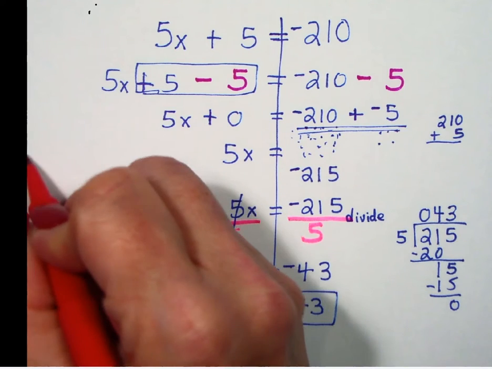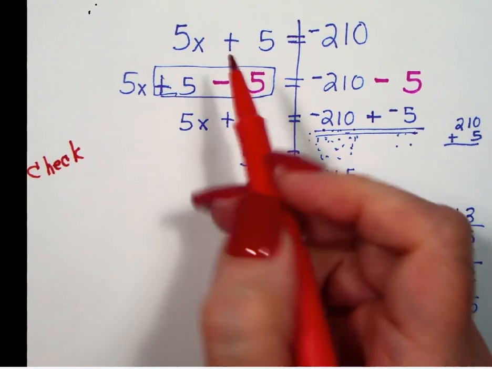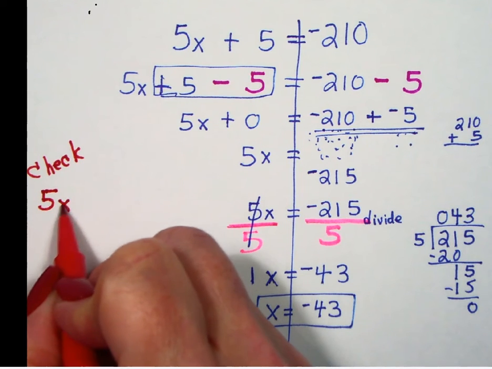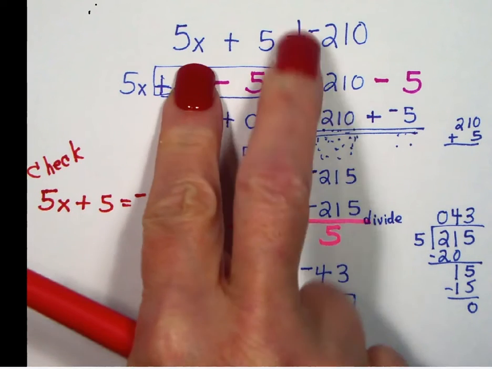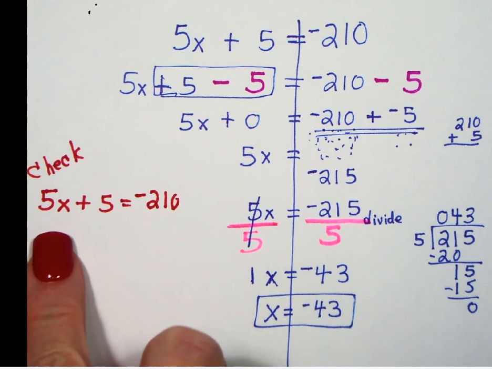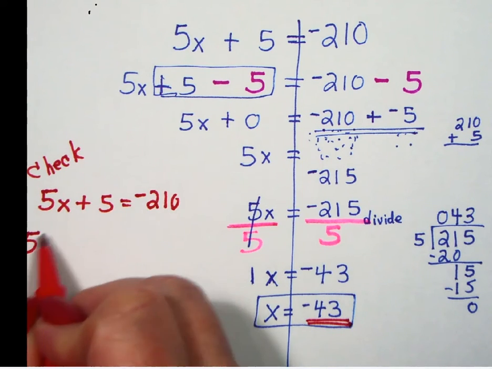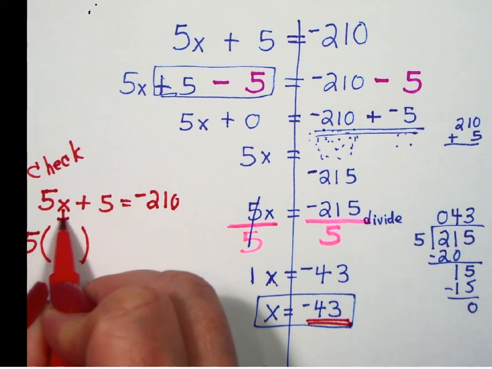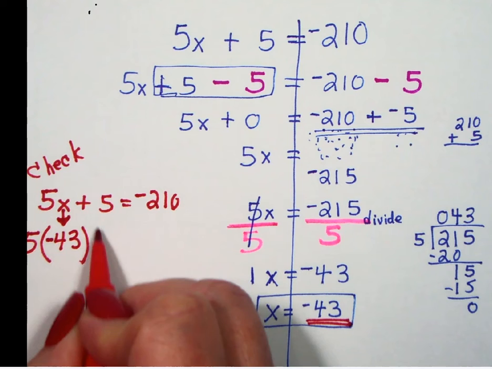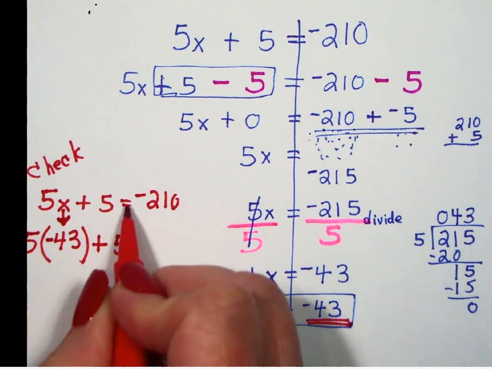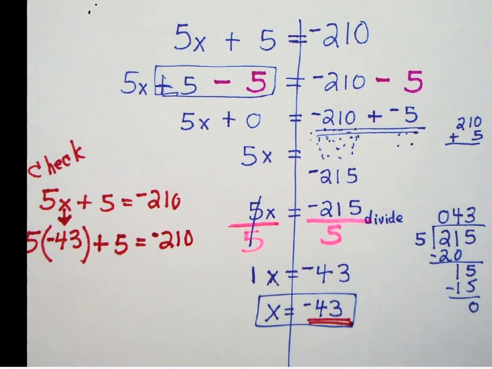So we're going to check our work by rewriting the original problem up here. We're going to rewrite 5x plus 5 is equal to negative 210. You're rewriting the original problem. We said our answer was negative 43. So under the x, we're going to substitute in negative 43. Bring down the plus, bring down the 5, bring down the equal, bring down the negative 210.